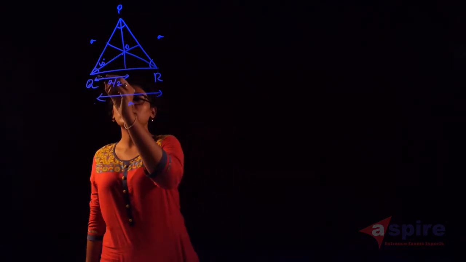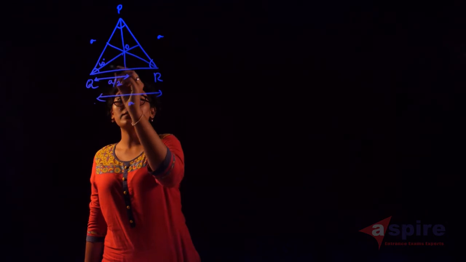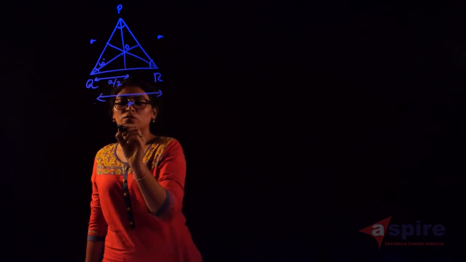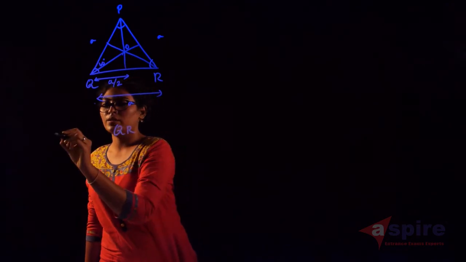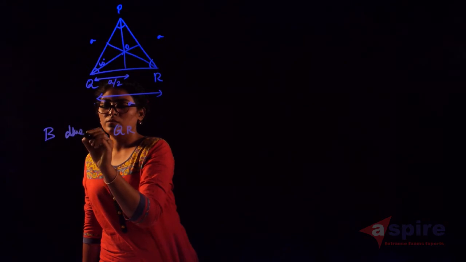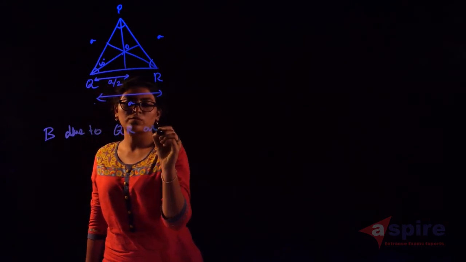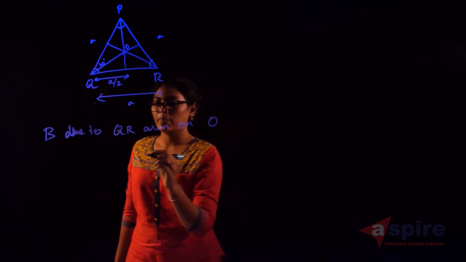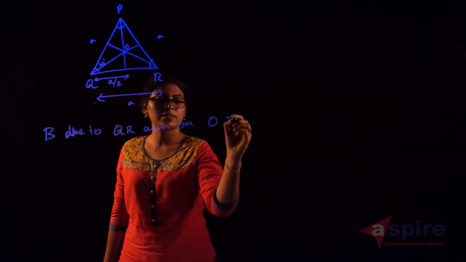So now let us consider magnetic field at this point from the arm QR. So for that I can write it as due to QR on O. So this I am just taking it as B1.